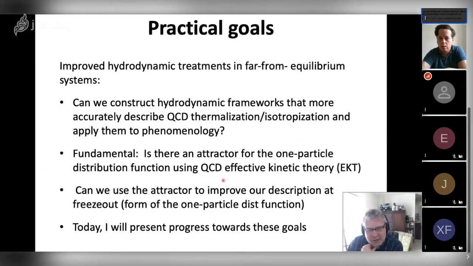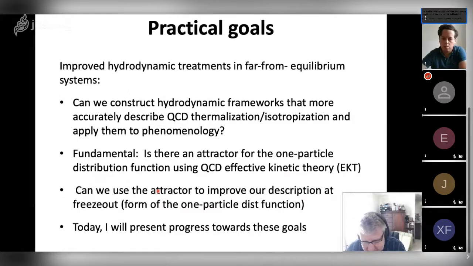And today I want to focus on this fundamental question: is there an attractor, which I'll define what attractor is, for the one particle distribution function if we just solve the QCD effective kinetic theory equations? And then, as I already alluded to previously, can we use information about that to improve our freeze-out description?